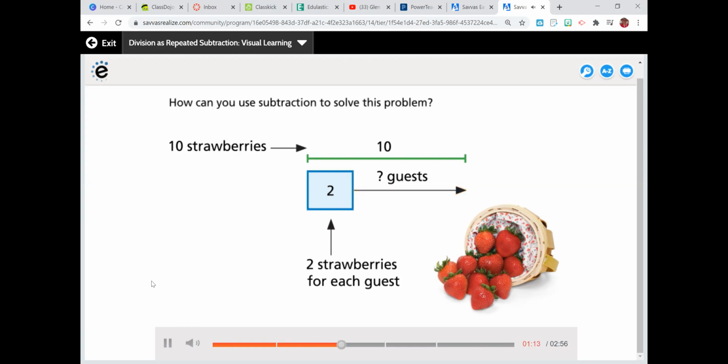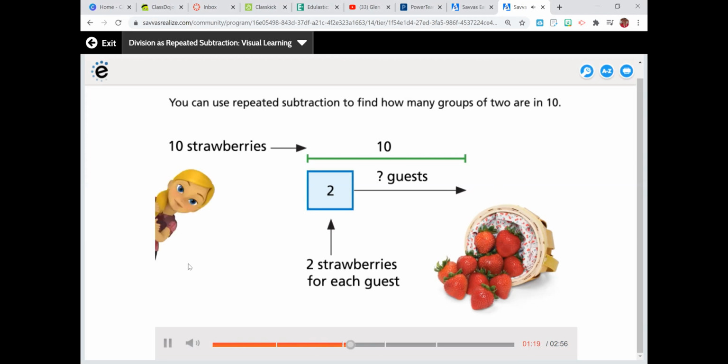How can you use subtraction to solve this problem? Think about what we did in our problem solving. How would you use subtraction? And how would you find out how many guests would get strawberries? You can use repeated subtraction to find how many groups of 2 are in 10.